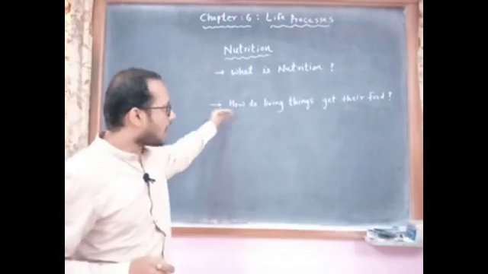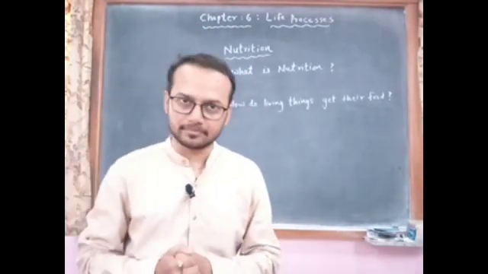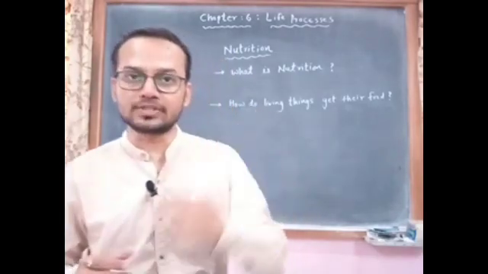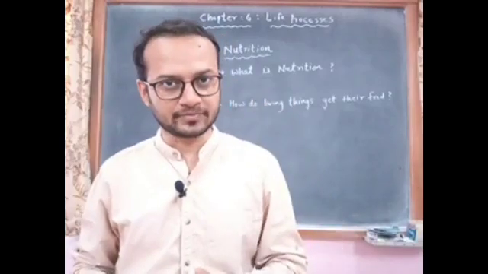Now the next question is, how do living things get their food? On the basis of taking their food, we know about two main types of living things. One is autotrophs and second is heterotrophs.